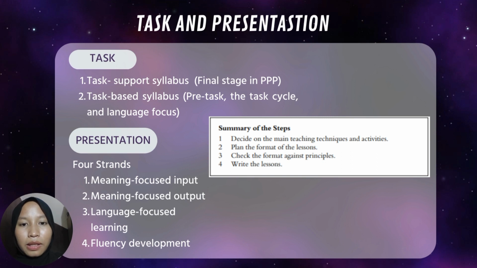And the summary of the steps of text and presentation is the first, decide on the main teaching technique and activities. The second is plan the format of the lesson. The third is check the format against principles. And the last one is write the lesson.